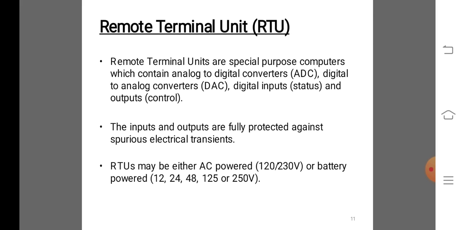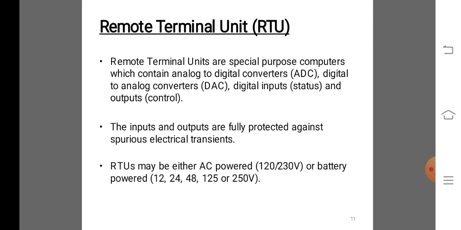This remote terminal unit is a special-purpose computer containing analog to digital converters, digital to analog converters, and digital inputs and outputs. The inputs and outputs are fully protected against spurious electrical transients, and the unit may be either AC powered, 120 or 230 volt, or battery powered, 12 volt, 24 volt, 48 volt, 125 volt or 250 volt.